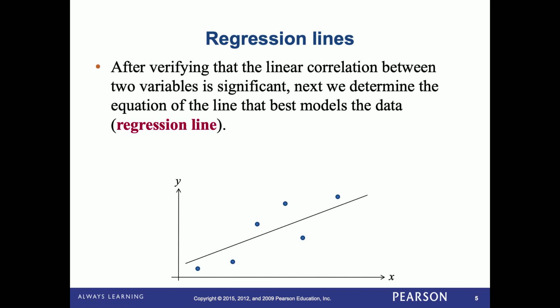First, you have to verify that it's linear, which means you have to plot the data. You have to do the scatter plot. If the scatter plot looks like it's a parabola, then you can't do linear regression. You have to do quadratic regression. If it looks a different shape, you have to use that shape. But in this lesson, everything's going to be linear.